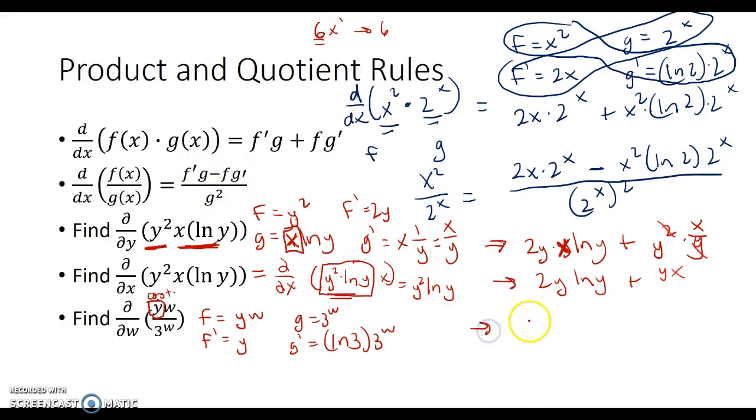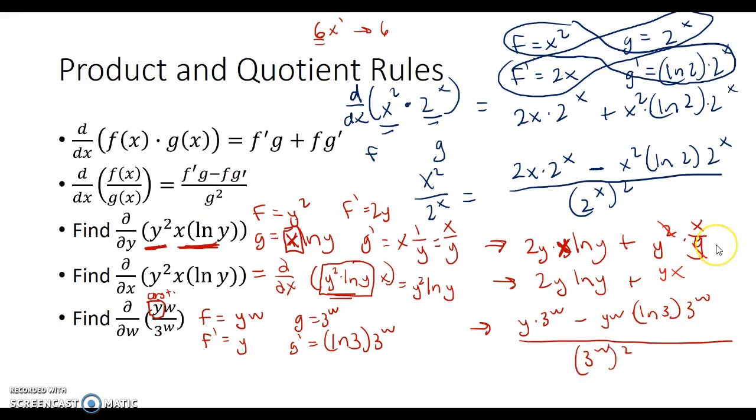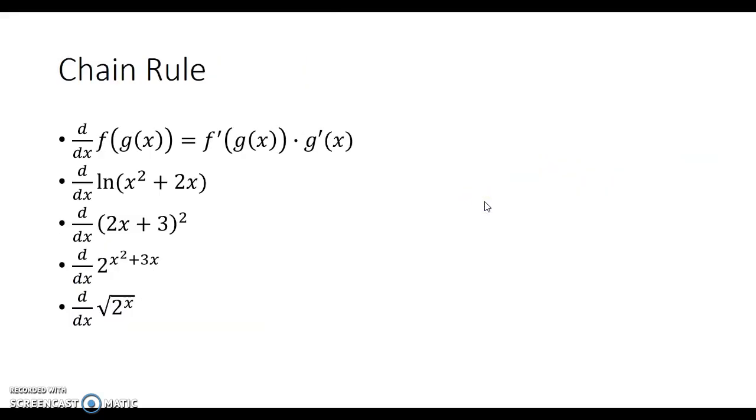So the derivative ends up being y times g, which is 3 to the w, minus f g prime, which is y times w times g prime, which is the natural log of 3 times 3 to the w, all over the denominator squared, or g squared, which is 3 to the w squared. And that is all. We have completed that step.